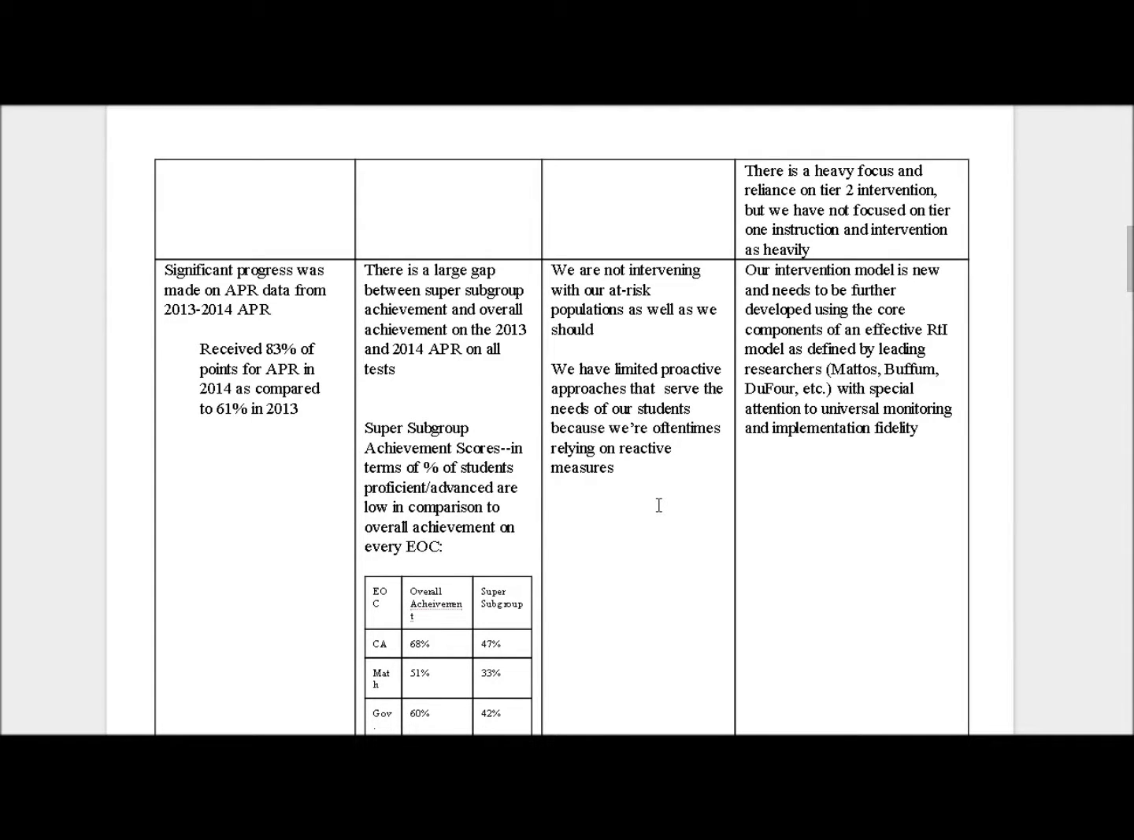This next one, we have limited proactive approaches that serve the needs of our students because we're oftentimes relying on reactive measures. With this, it's really talking about our Tier 1. We do a really good job of instructing. Our teachers are fantastic. We have expert colleagues who are in the classroom doing a great job every single day. But when it comes to intervention, we have relied pretty heavily on our Tier 2 model, which is our focus lab or advisory model, and not being as proactive as possible in some instances or cases.